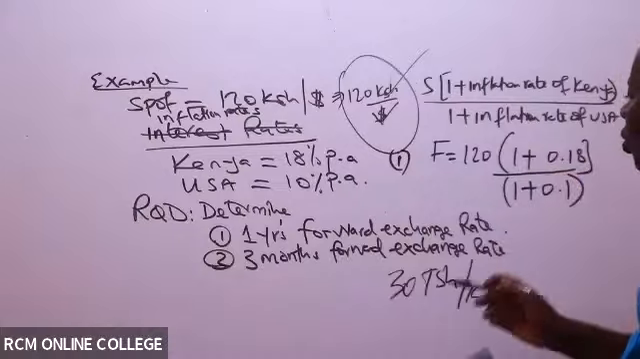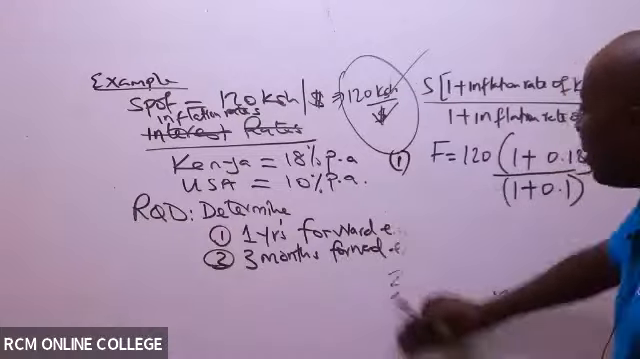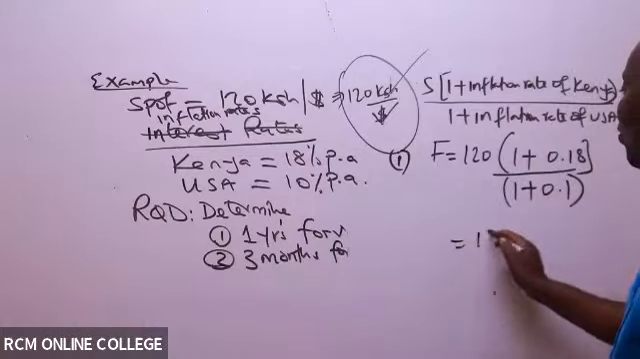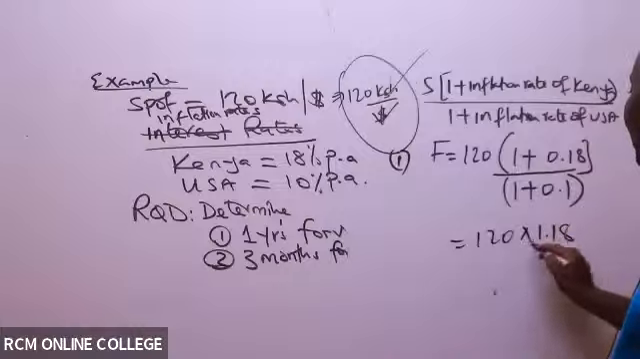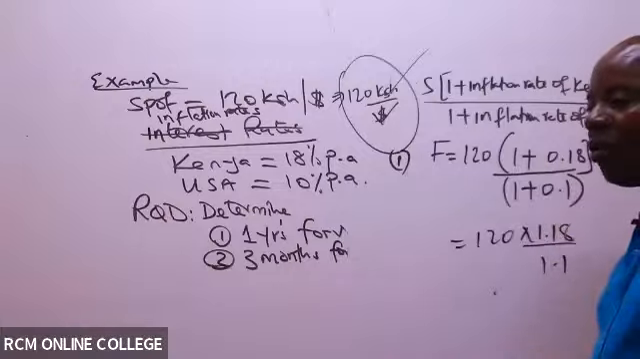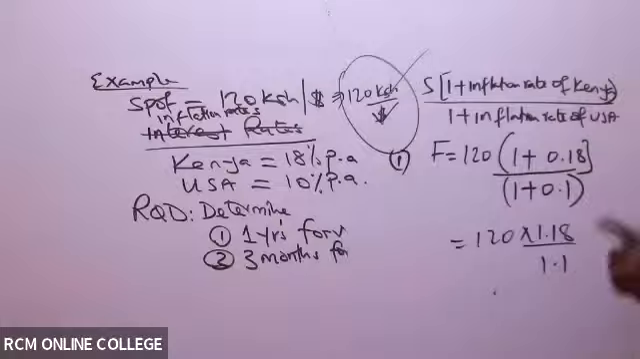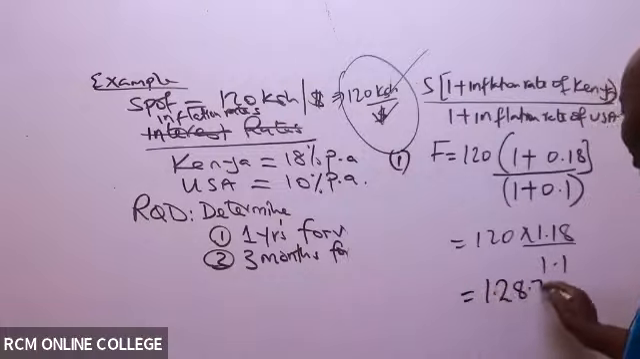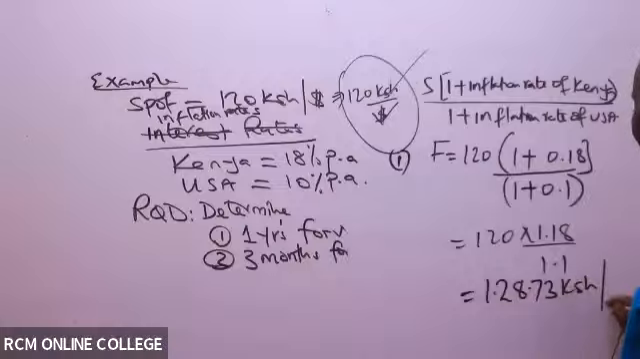So please move slowly and tell me here. I'm so happy because I can see so many students punching their calculators. This will be 120 times 1.18 divided by 1.1. Most of them are giving me an answer of 128.73 Kenya shillings to the dollar.